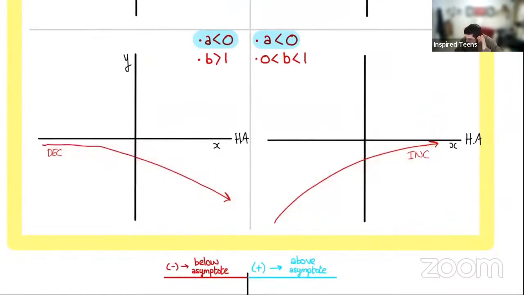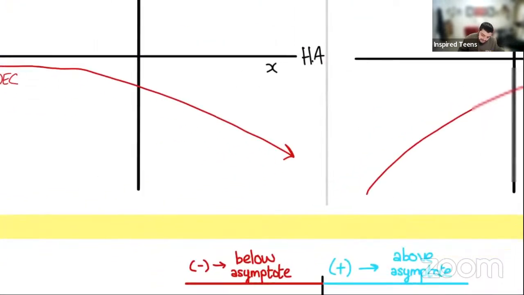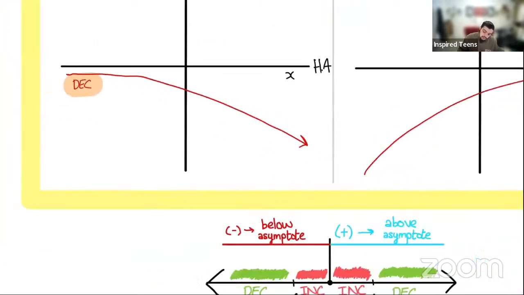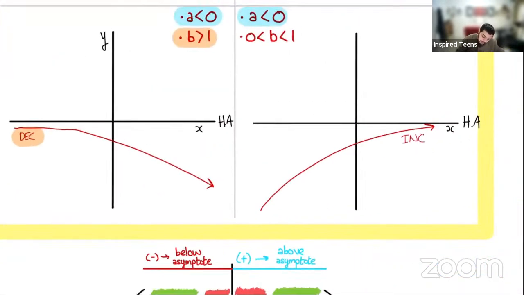So that's another key. A, you work with A. If A is greater than 0, above the horizontal asymptote. When A is less than 0, below the horizontal asymptote. So then we deal with B separately. So here B is greater than 1. When B is greater than 1, it's decreasing. So please deal with A and B separately.